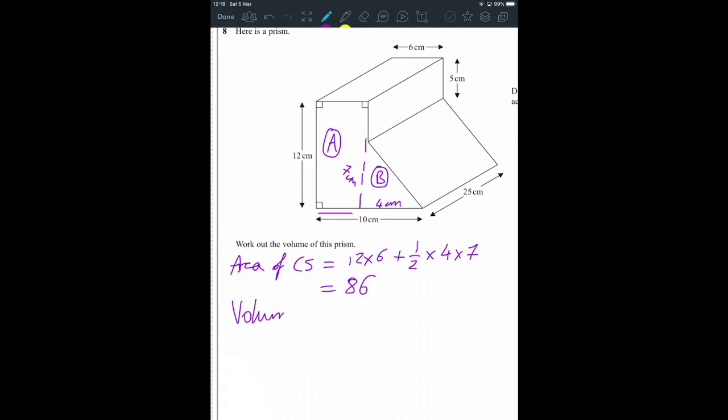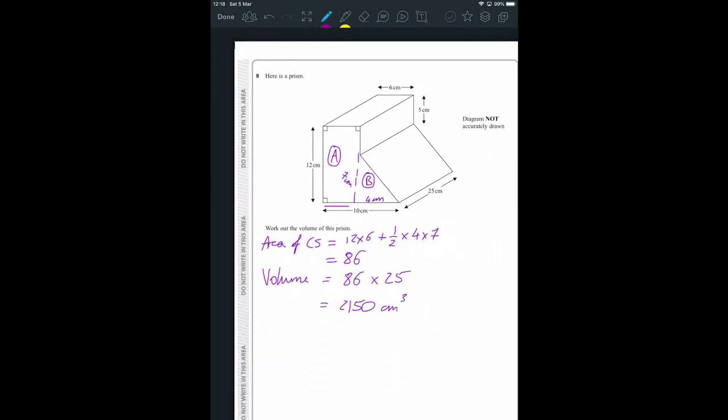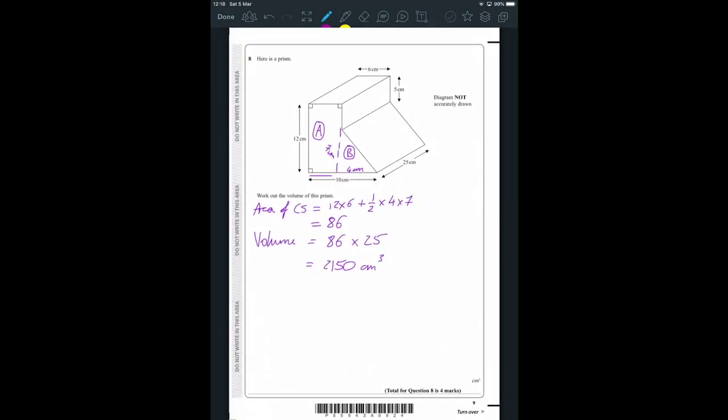Then my volume is the cross-sectional area multiplied by the length. So let's multiply that by 25. And we get 2,150 centimeters cubed. Taking a last look at the question, I check I haven't messed up any of the units, but everything was in centimeters, and I'm sorted.